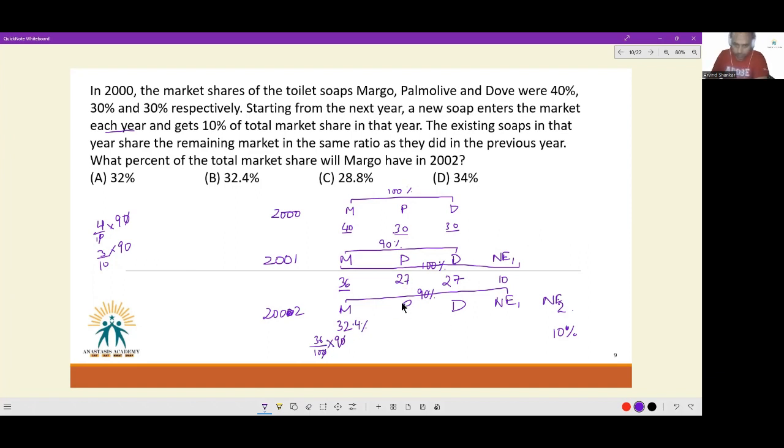If you want to do it for Palmolive and others as well, Palmolive will have 24.3%, which is obtained by 27 into 90 by 10. Dove and Palmolive will have precisely the same share, 24.3%. And new entrant 1, which had entered the market in 2001, will have 9% share. And altogether, all of them now have 100%. Finally, the question was, what percent of total market share will Margot have in 2002? The answer will be 32.4% or option B.